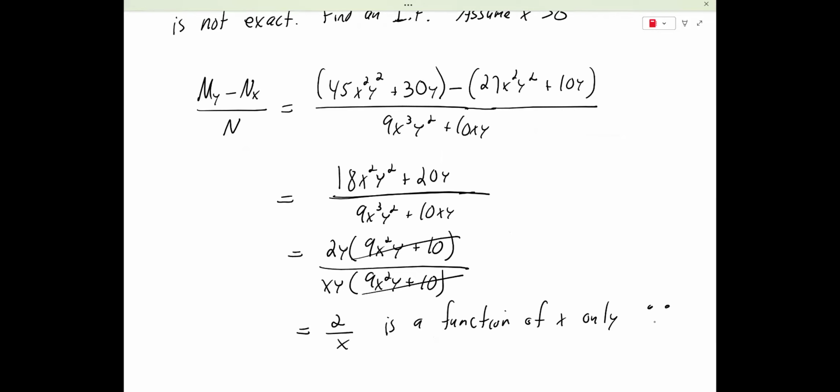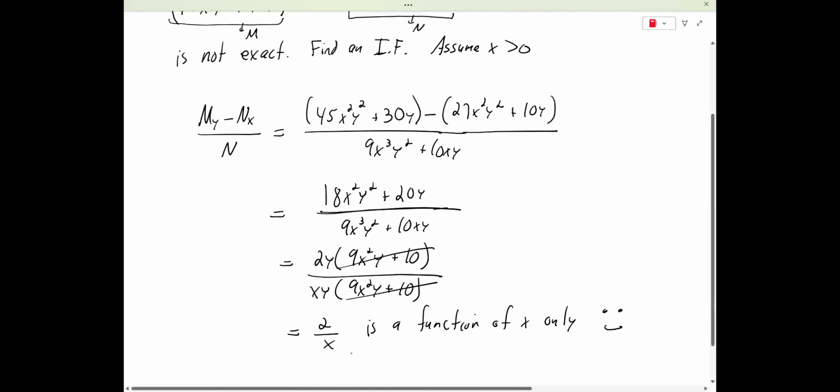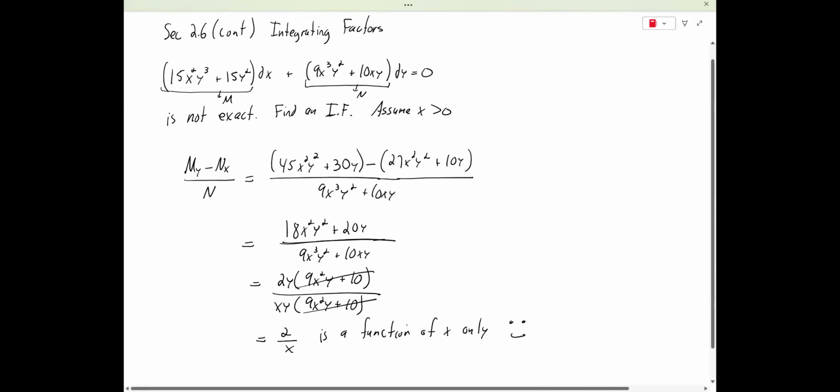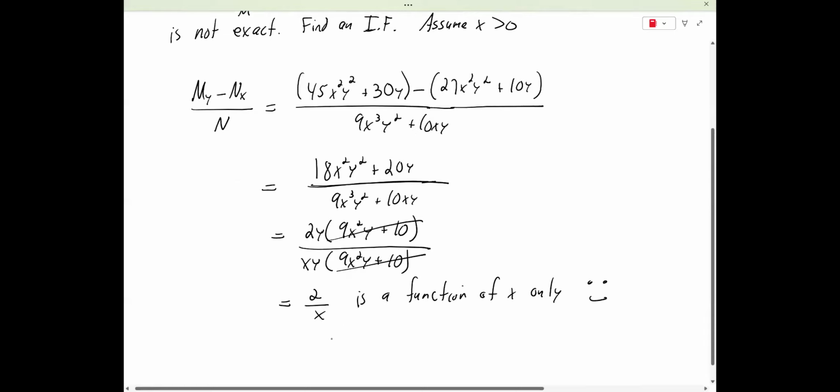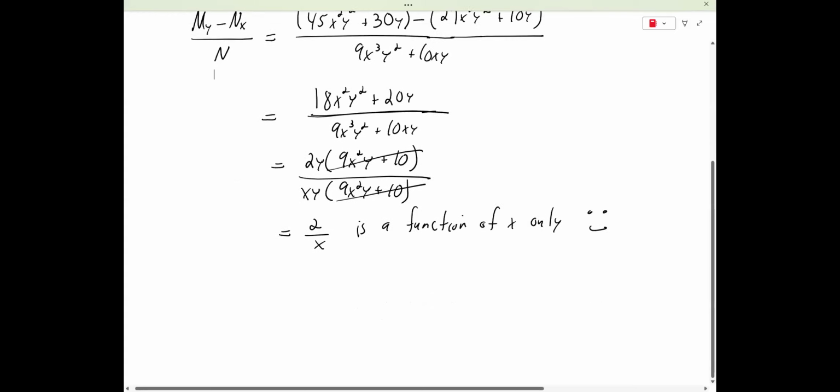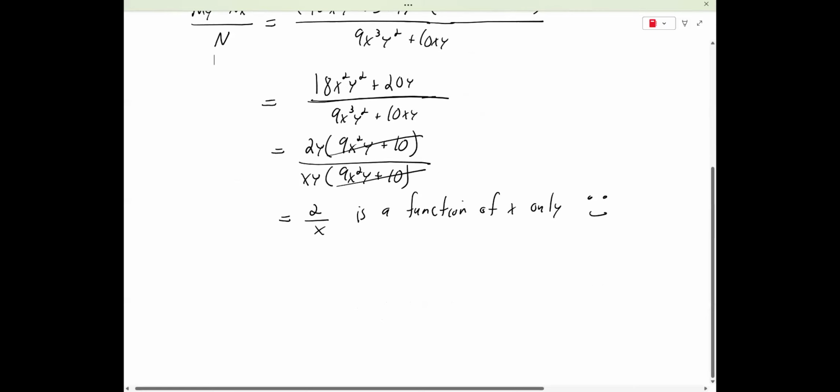Okay, that's good here. So that's a function of x only, which means we can find an integrating factor for this. Remember, next thing, find the integrating factor. It does exist, and this is a function of x only. Then the integrating factor would be this. I think I used the letter U for the integrating factor.